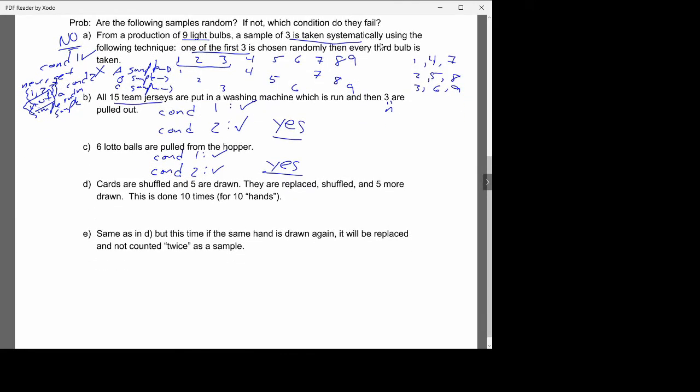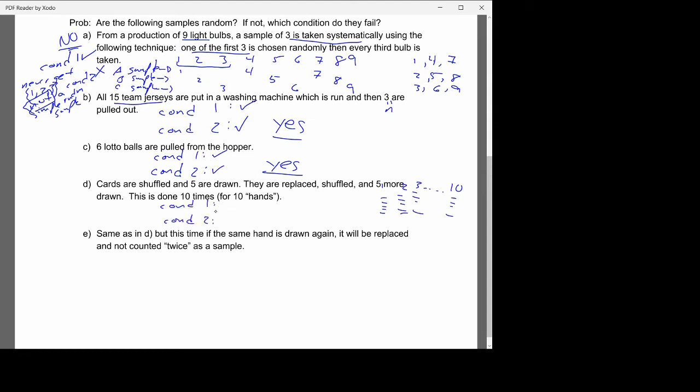Let's talk about cards briefly. Let's say it's a standard deck, 52 cards, and you're going to shuffle it and draw 5 cards. Then you replace and you draw 5 more, and you do that 10 times. You just note down which 5 cards each time. So you'll have 10 hands, or 10 draws of 5 cards. And does that meet the 2 conditions?